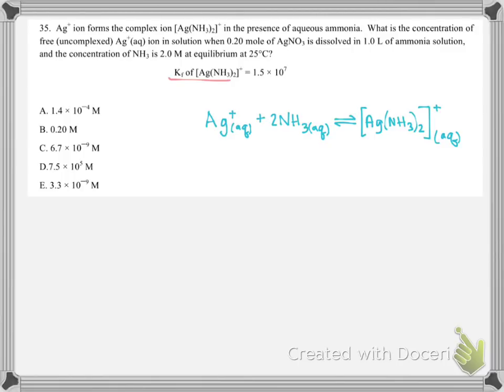Okay, so first we write the equation for our complex. So I just took the individual components that make up the inside of the brackets and added them together. So I have the silver and the 2 ammonia forming the complex. And any KF reaction should look like this. Okay, and so then we're going to use an ice table and put in our information.